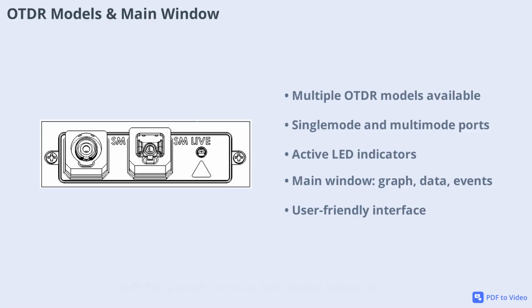The main window of the OTDR application is designed for clarity. You'll find a graph overview, data display, button bar, and an event table that summarizes detected fiber events. The interface may vary slightly depending on your device's screen resolution, but the core layout remains intuitive. Understanding your OTDR's hardware and software layout is the first step to efficient fiber testing and troubleshooting.